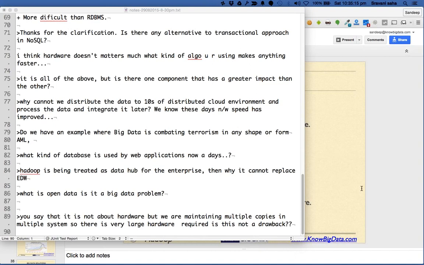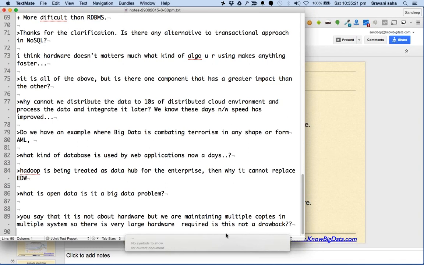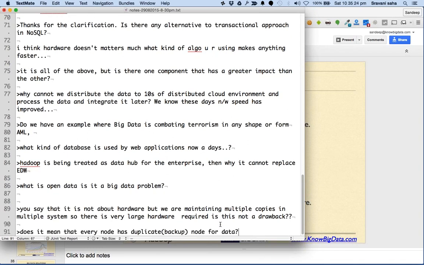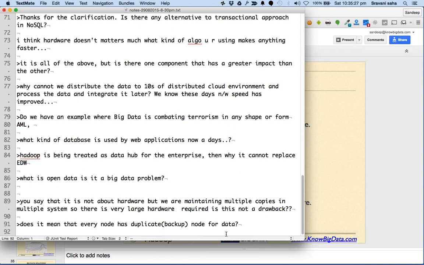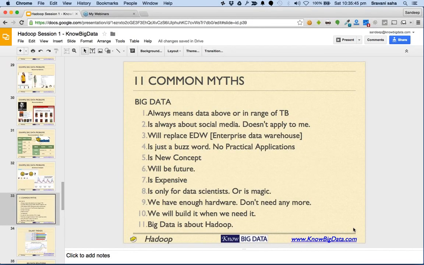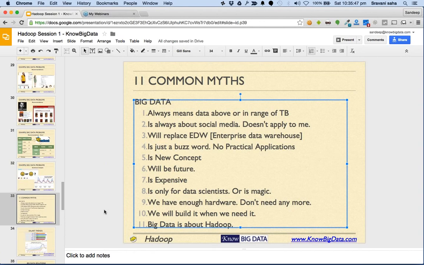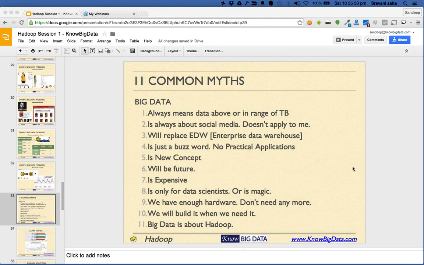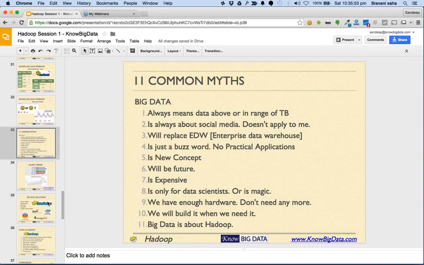All right, Vidya, I'll answer your question regarding the other big data solutions. Karthik's question is, does it mean that every node has a duplicate node for the data? That architecture is different in different cases. In the case of MongoDB, the data gets replicated on multiple machines identically, while in the case of HDFS, it's block based. We'll talk about it in detail. The strategies of backup are different in different systems. Makes sense to you?